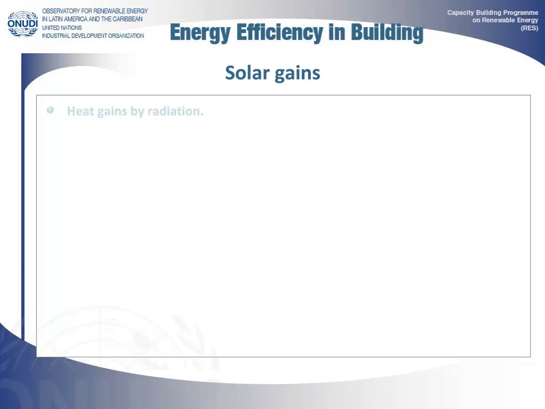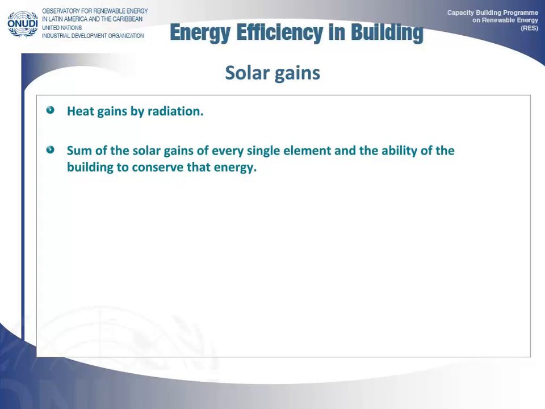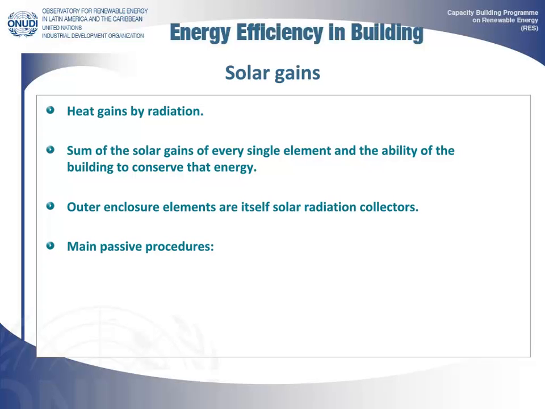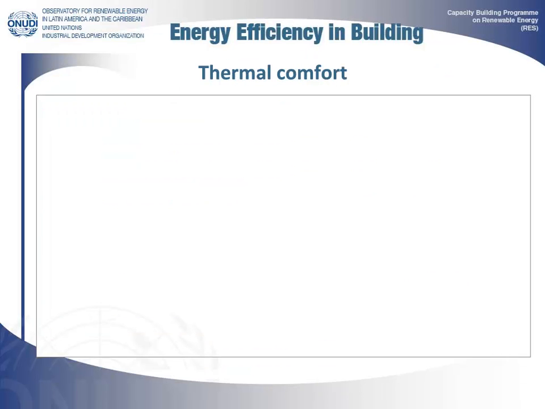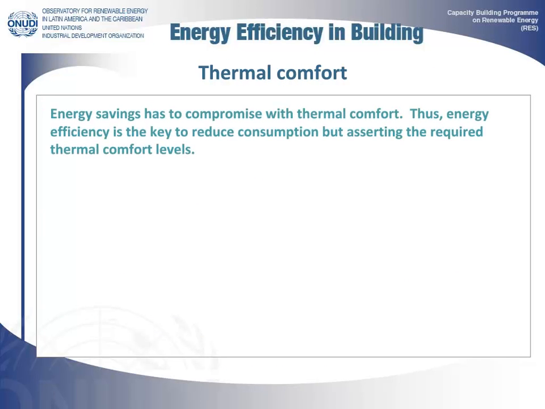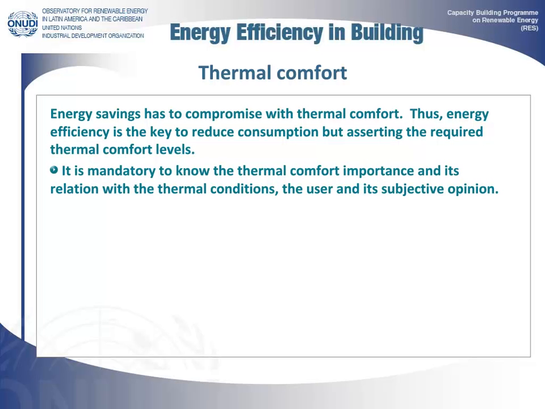If we study the sun as a heat source, we can say that the solar gain is caused by solar radiation. The total gain will be the sum of the solar gains of each single element and the ability of the building to conserve that energy. To a large extent, this capacity depends on the design, which should foster solar gain in cold areas and heat evacuation from hot areas. As mentioned before, the requirements and values of the variables of indoor conditions are set according to thermal comfort, and hence energy savings are linked to thermal comfort.